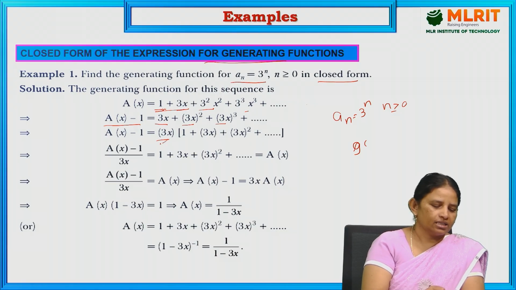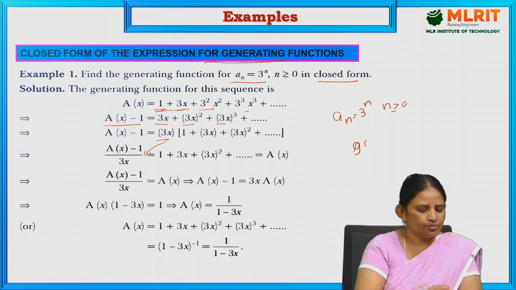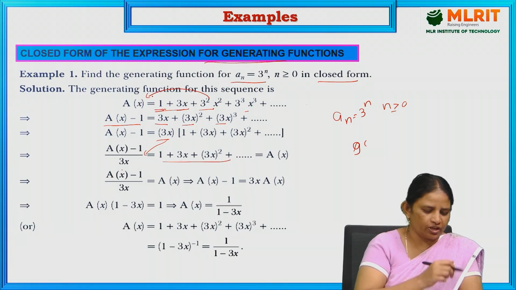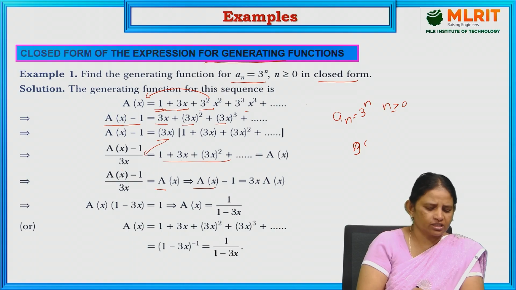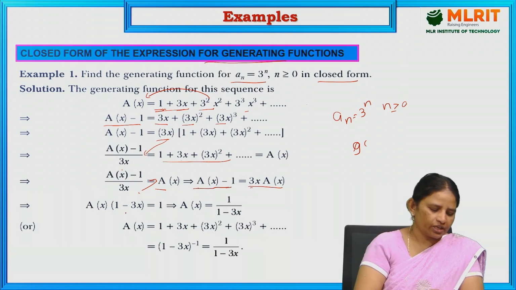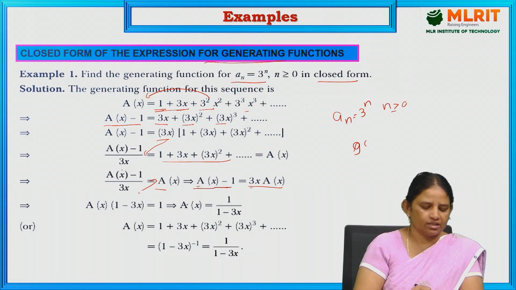So the remaining terms are 1 plus 3x plus (3x) square and so on. So this 1 plus 3x plus and so on is equal to what? A of x. From this, A of x minus 1 is 3x into A of x. We need to do the cross multiplication. A of x minus 1 equal to 3x into A of x. Then take A of x as common from this term, 1 minus 3x, that is equal to 1. What is A of x? 1 by 1 minus 3x.